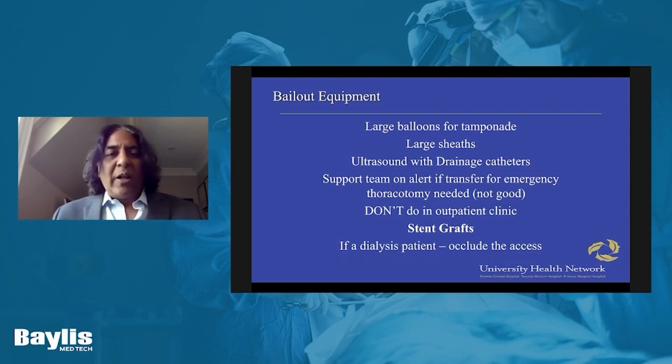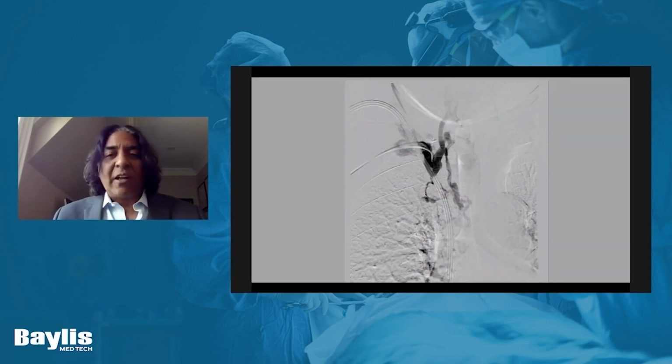One of the real bailout things that people don't mention is if they are a dialysis patient, they have high flow through that. It's all going to, let's say, the lung space or the pericardial space. You could actually occlude the dialysis access to decrease flow and potentially avoid a life-threatening complication or a life-threatening outcome.